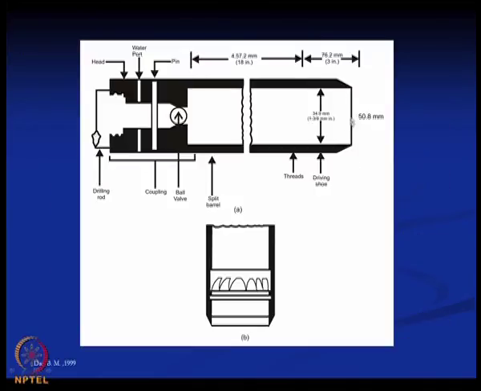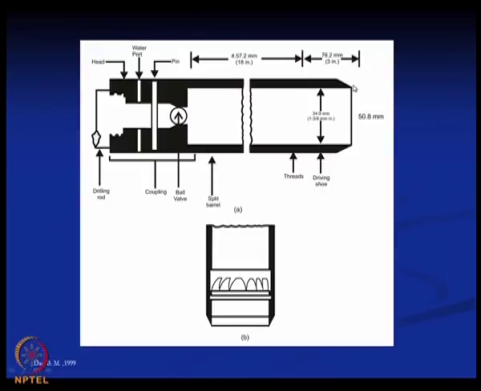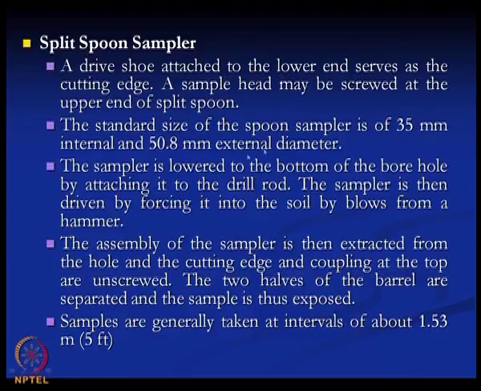So, this is the typical sampler tube. Here is the cutting edge for the split spoon sampler, and a sample head may be screwed at the upper end of the split spoon. The standard size of the split spoon sampler is 50.8 mm external diameter, and 35 millimeter is the internal diameter.